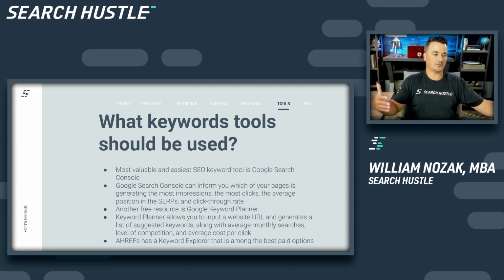And so we want to find out what works on both sides and really try to align those strategies. Keyword Planner allows you to input a website URL, generates a list of suggested keywords, along with average monthly searches, level of competition, average cost per click.